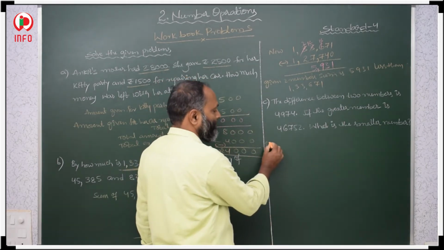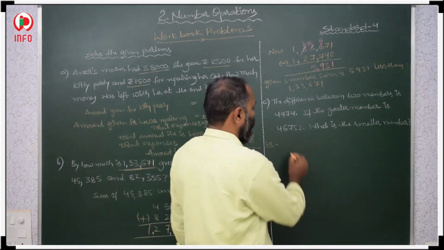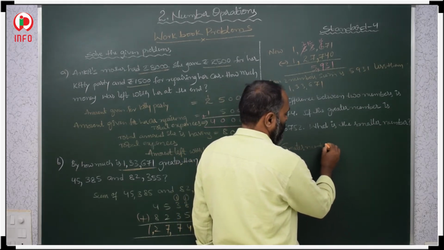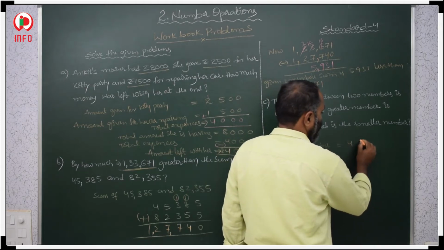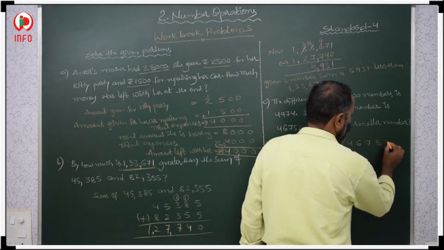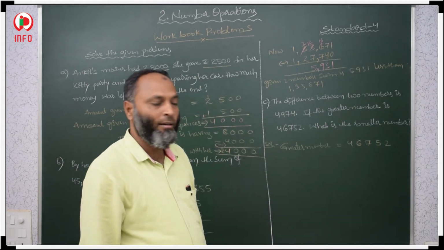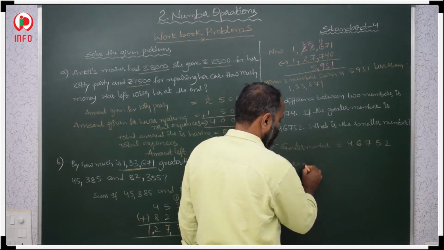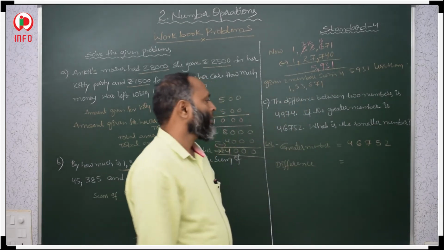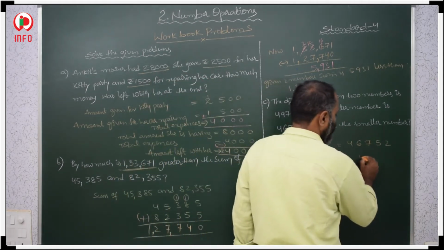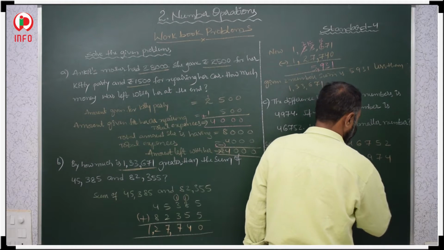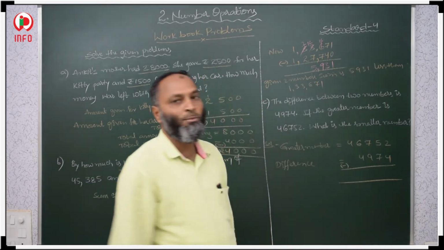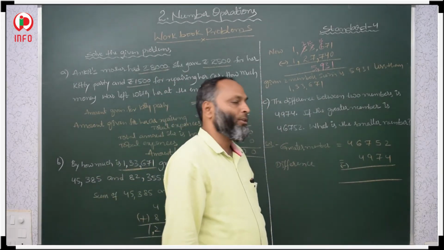So here, the greater number. What is the greater number? 46,752. This is the greater number. And then the difference. What is the difference? The difference is 4,974. Then what do we have to find? We have to find the smaller number. Then make minus, then you will get the smaller number.